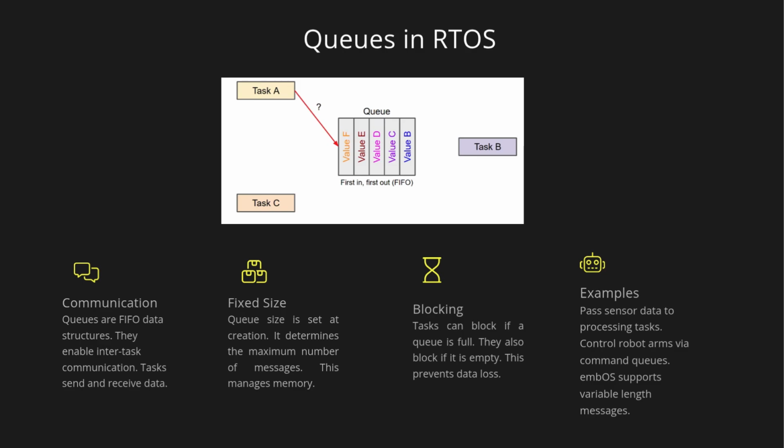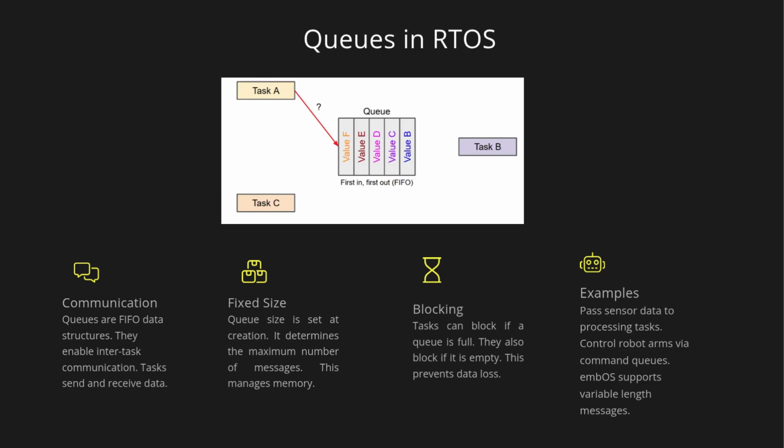Queues are a data structure and they are fundamental for inter-task communication. When one task wants to send data, it sends the data to the queue. Then the receiving task pulls it off the queue at its convenience. This is especially useful when tasks operate at different rates or priorities.